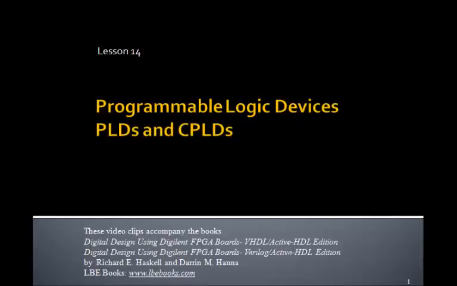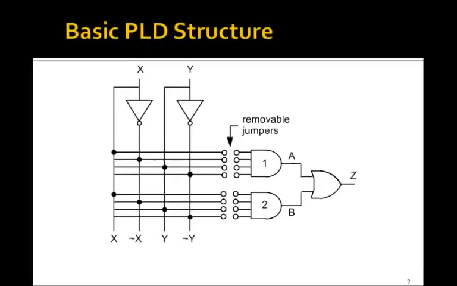Now we saw in lesson 13 that TTL circuits were developed that contain AND gates, OR gates, NANDs, and a variety of other relatively simple logic functions. But each TTL chip just did a single function. Well, as you could pack more and more transistors in a single chip, the question arose, could you make a single chip that you could program to do any one of these functions? Well, this led to this basic PLD structure.